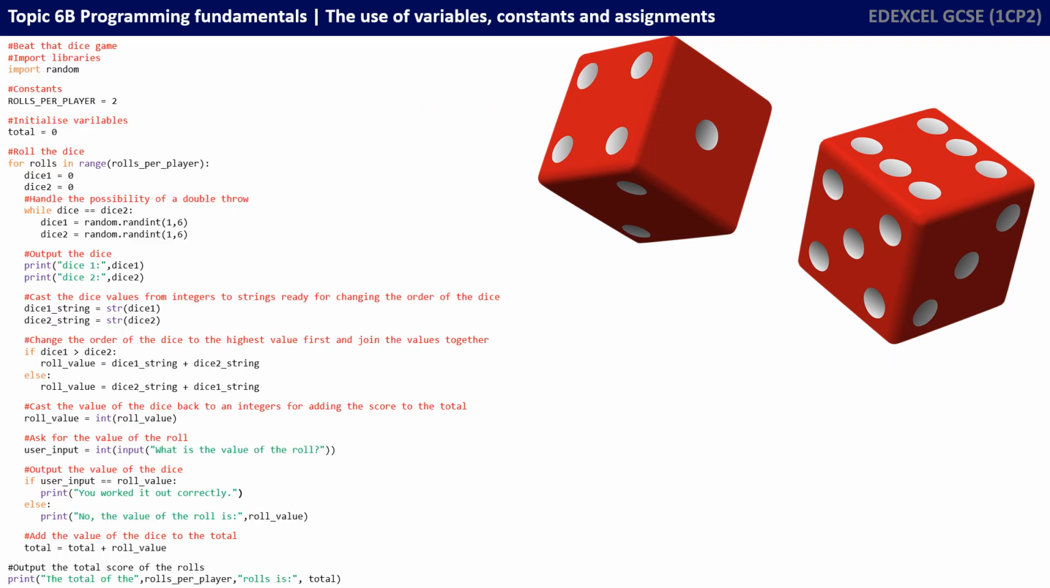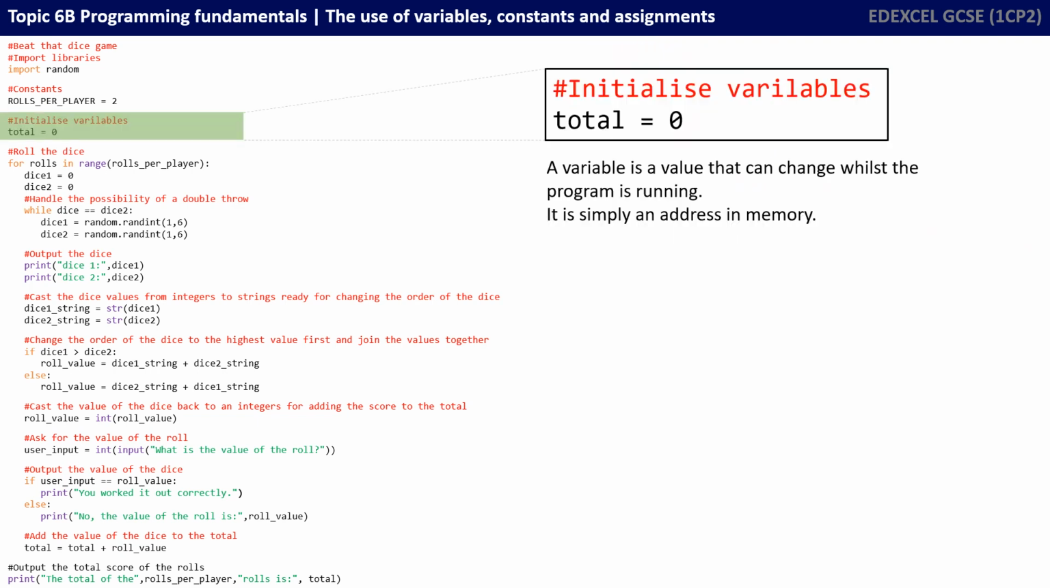Okay, so here's the outline code written in Python for this game. Let's go through it now and pull out some of those concepts we mentioned at the start of the video. So here in this line, we see an example of a variable and we write total equals 0. And that's us assigning a value to our variable total. A variable is simply a value that can change or vary, hence its name, whilst the program is running. And it's simply an address in memory.